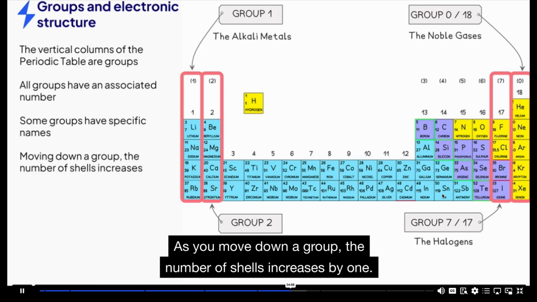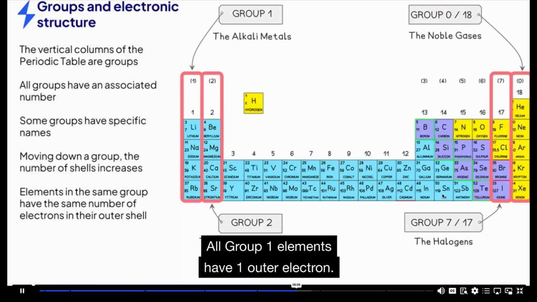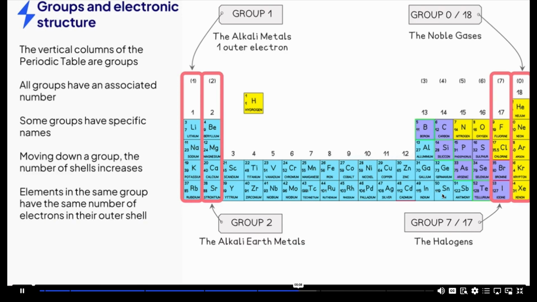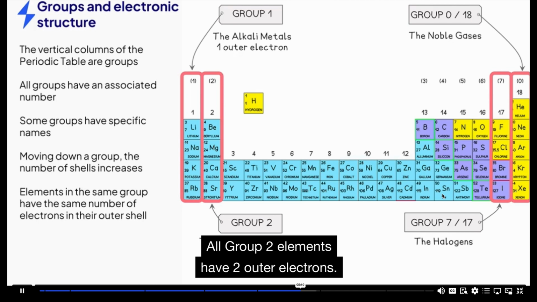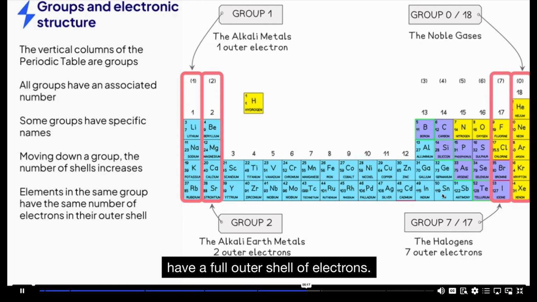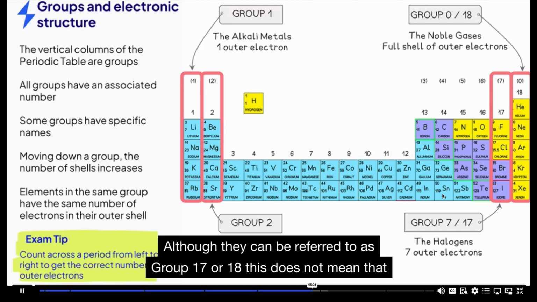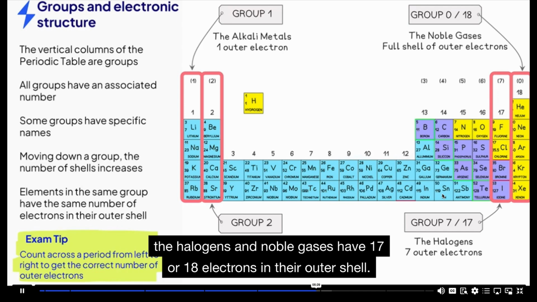As you move down the group, the number of shells increases by 1, but elements within the same group have one thing in common. All Group 1 elements have one outer electron. All Group 2 elements have 2 outer electrons. All Group 7 elements have 7 outer electrons. And all Group 0 elements have a full outer shell of electrons. This is what makes them unreactive. Although they can be referred to as Group 17 or 18, this does not mean that the halogens and noble gases have 17 or 18 electrons in their outer shell.